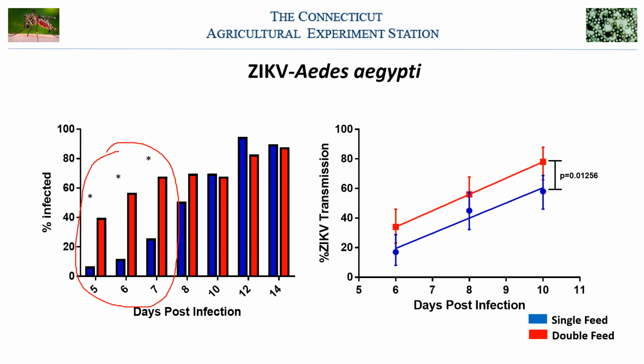But it's these early time points that we're really interested in. When you look at Zika virus transmission, so virus in the saliva, we see a significant increase in the percentage of those that are actually transmitting Zika virus at these early time points.